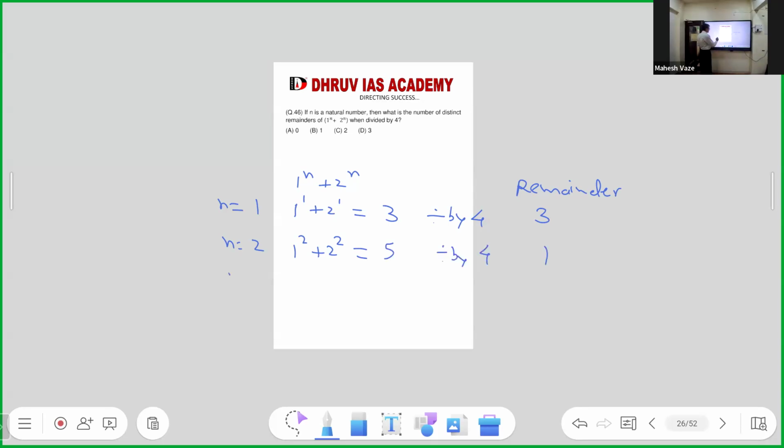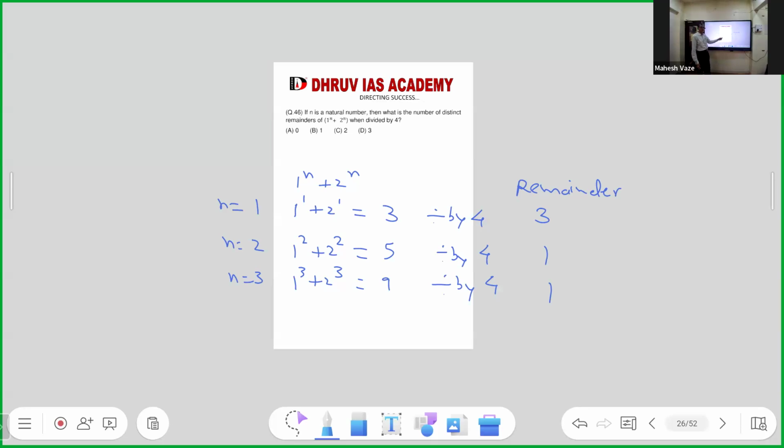Okay. n equal to 3. 1 raised to 3 plus 2 raised to 3. That is 8 plus 1, 9. So divided by 4 will be again 1. Now if you observe here, after this 2 raised to 2, whatever you go on increasing the powers of 2, it will be a multiple of 4. So it will be divisible by 4. And here it is 1 always. So the remainder for the next ones will be always 1.